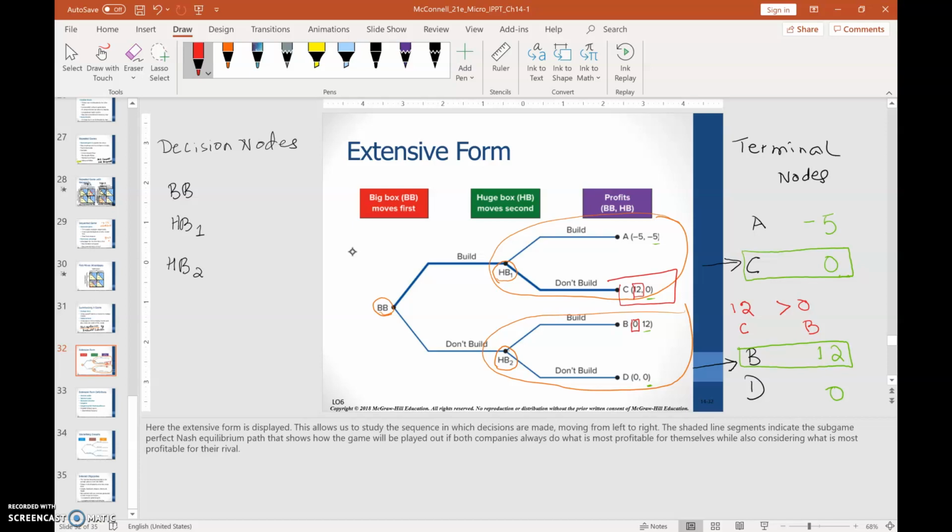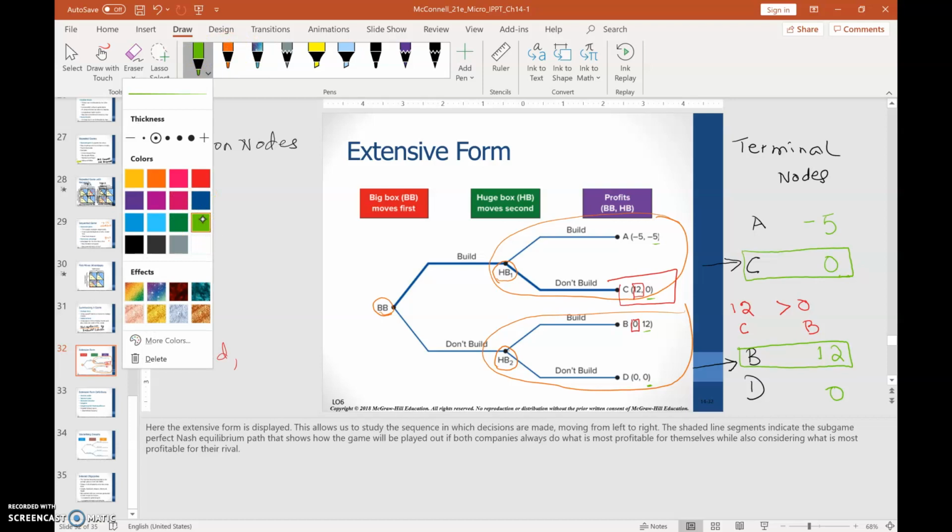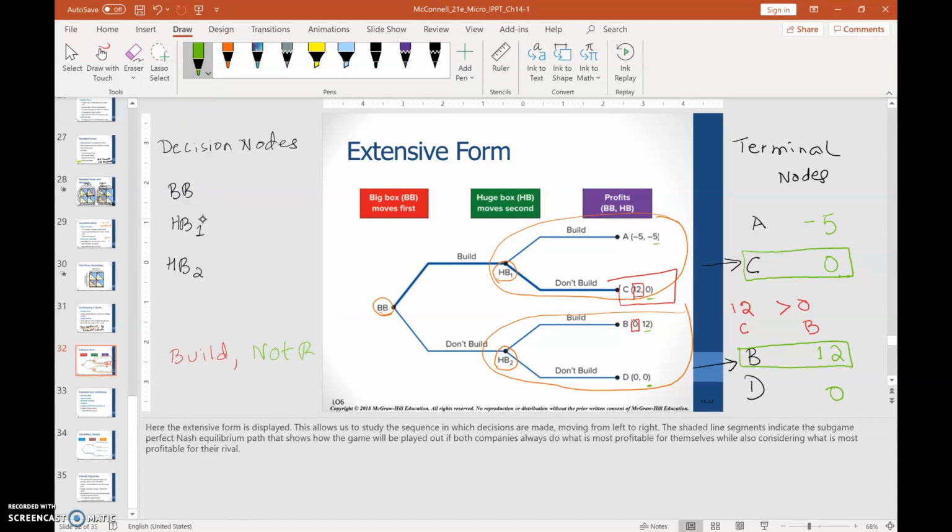So we have the two bold segments here, which say Big Box is going to build and Huge Box is going to not build, and this is the Nash equilibrium. We just found this solution by the method of backward induction. Hope this makes sense, and we are going to look at another example in the next slide.